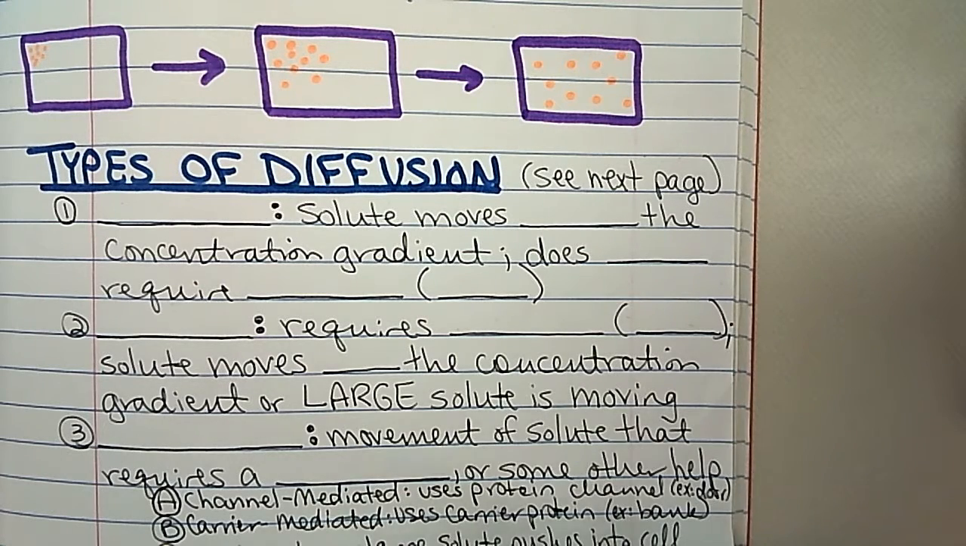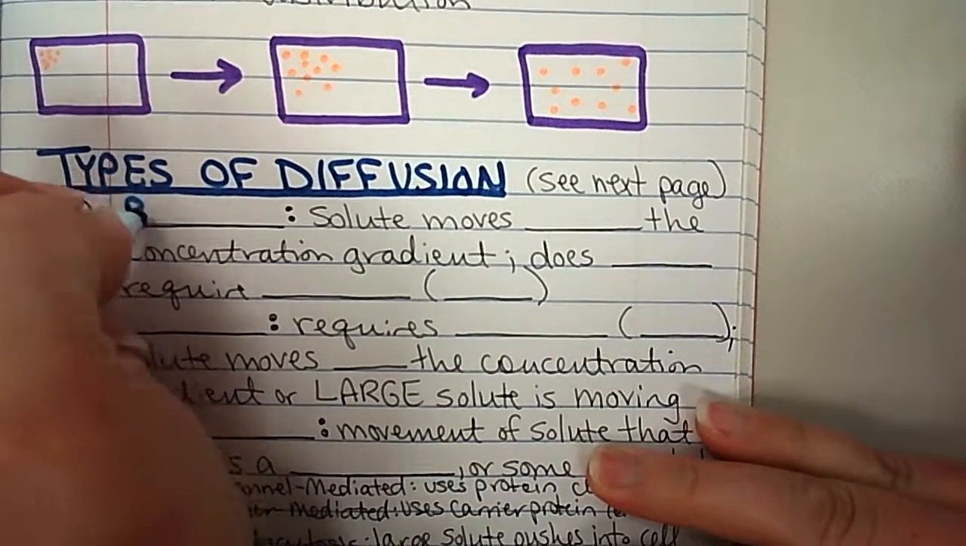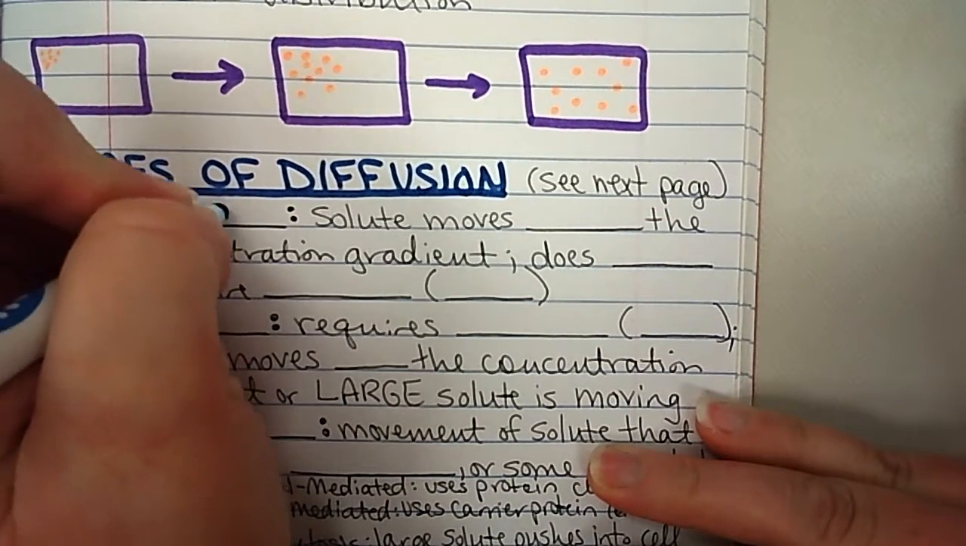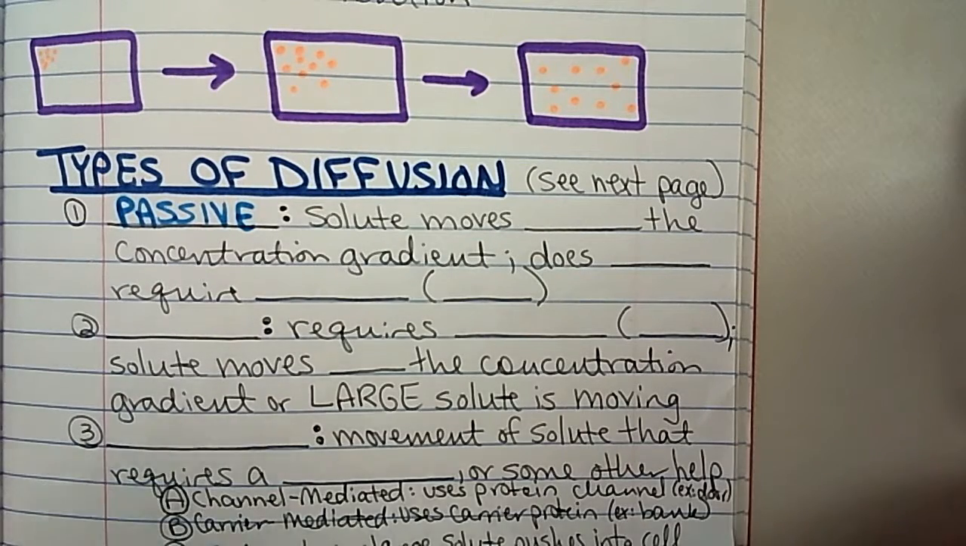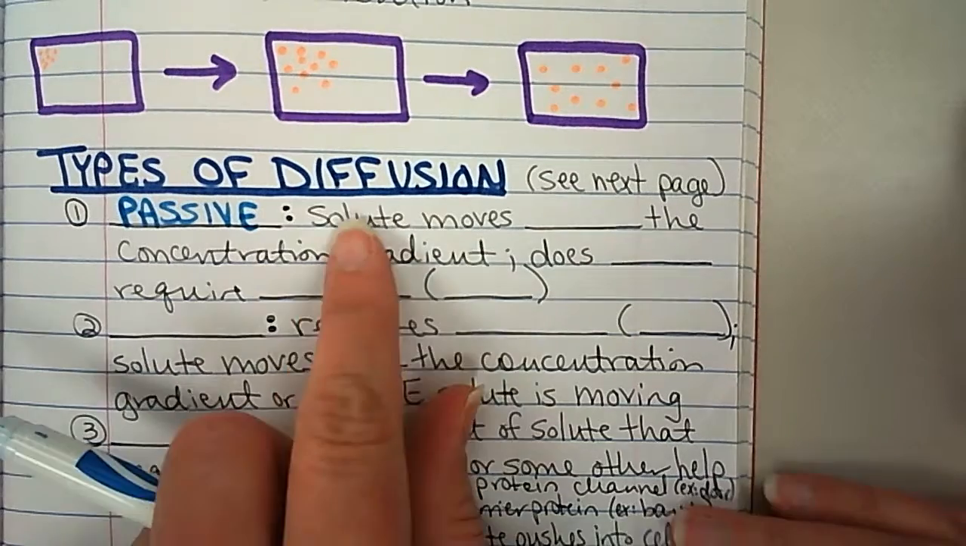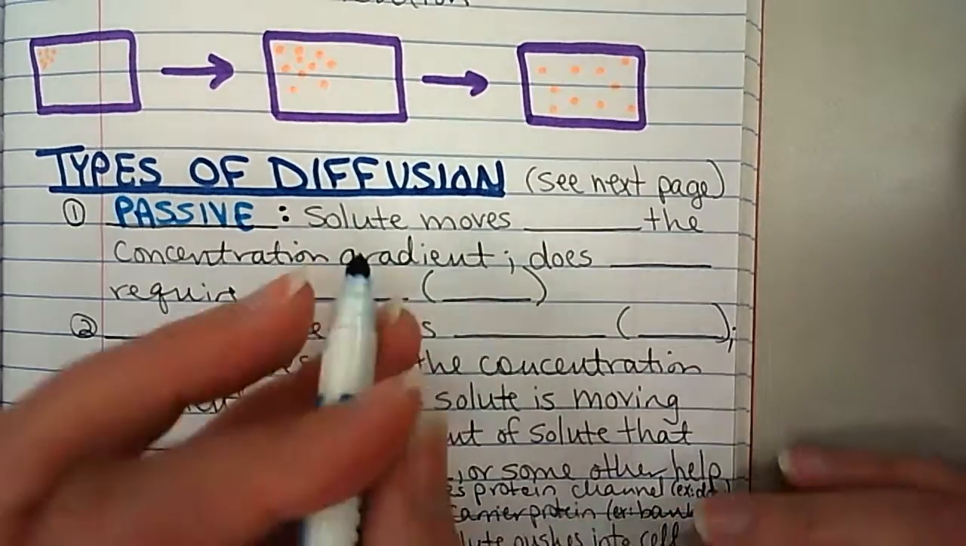Okay, so the first main type is called passive. If you're passive about something, you don't really care, you're not giving it any thought, you're not putting any energy toward it. Well, passive diffusion does not require energy because the solute moves down the concentration gradient.